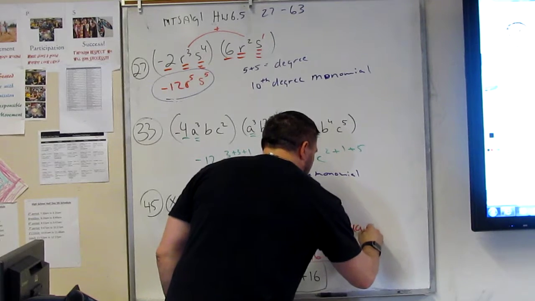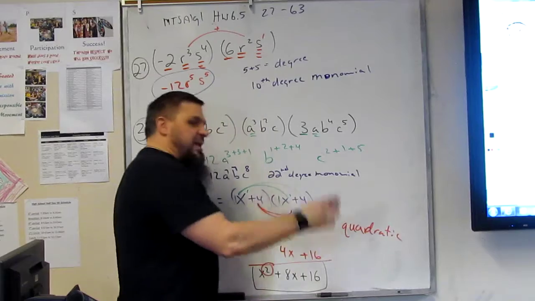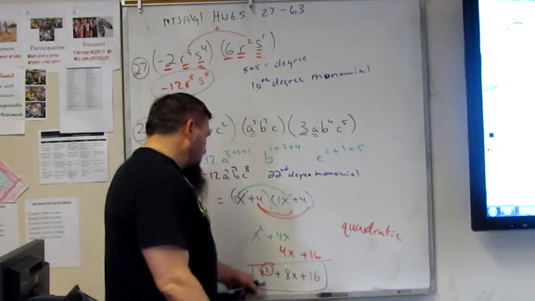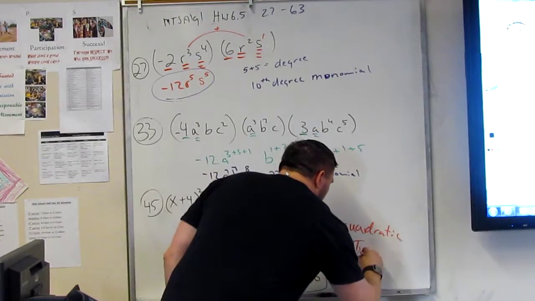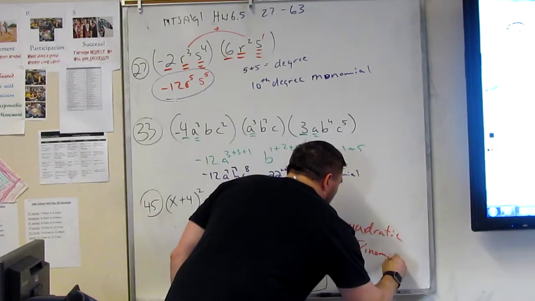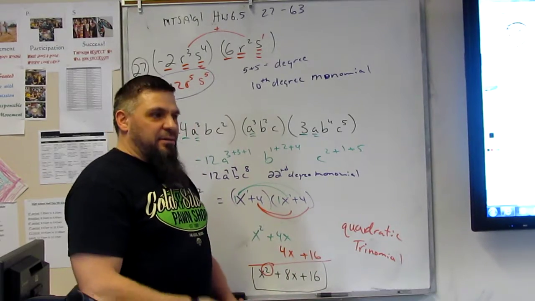Quad. Quadratic. And then how many pieces? 1, 2, 3. So, trinomial. We are going to be using quadratic trinomials a ton.